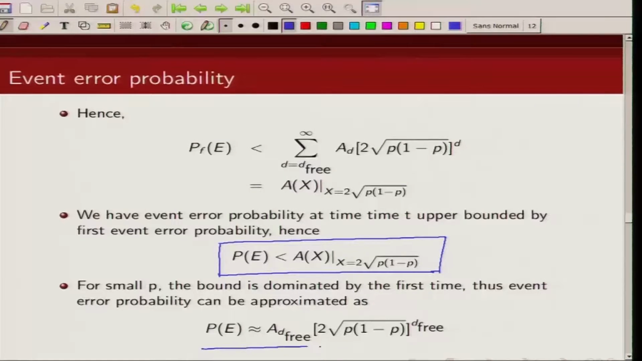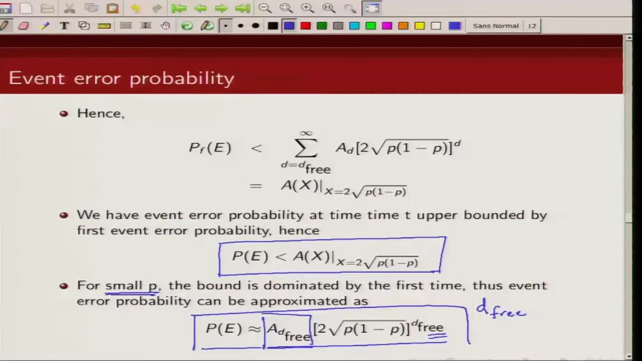So, you can also approximate your probability of event error by how many such events there are which have paths of weight D free, and this raised to the power D free. So, when p is very small, this bound is dominated by the term corresponding to D free, and in that case we can write down an approximate expression for probability of error like this.